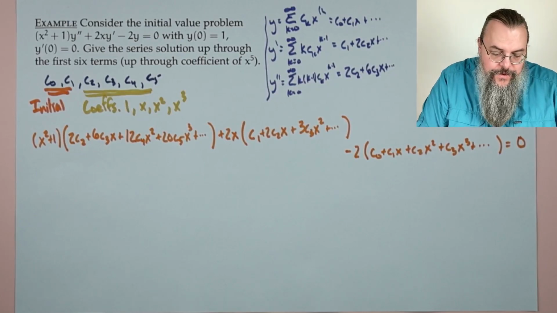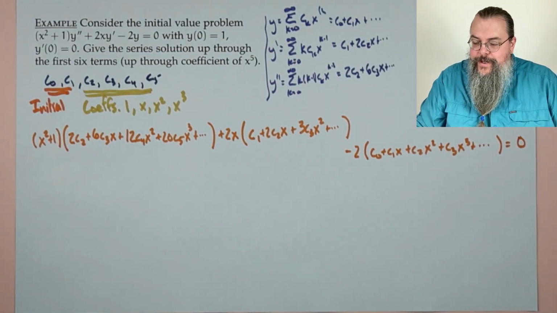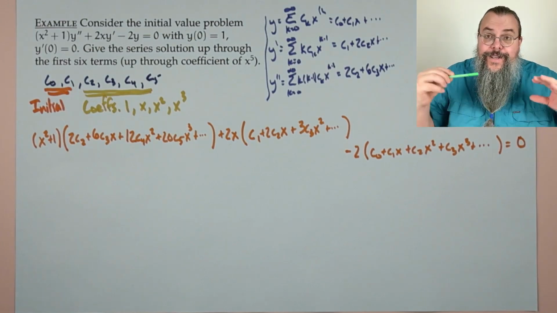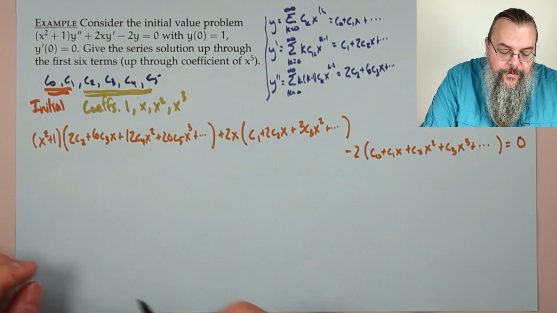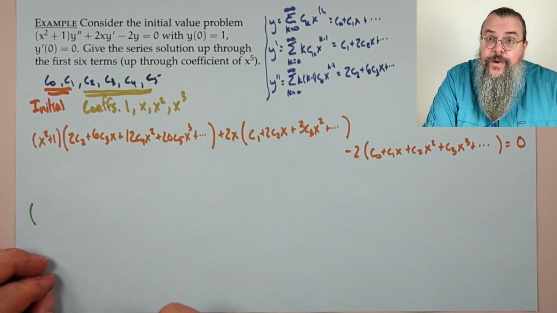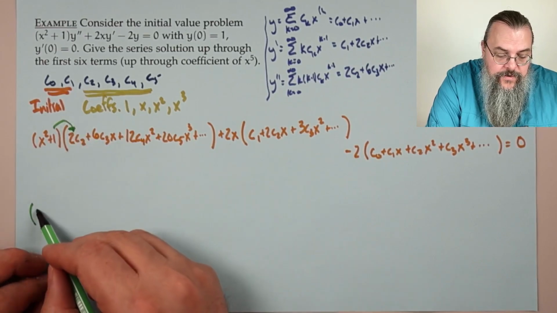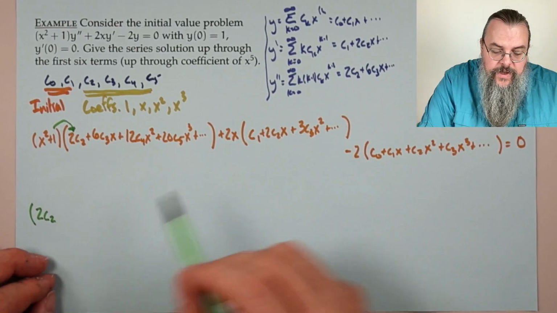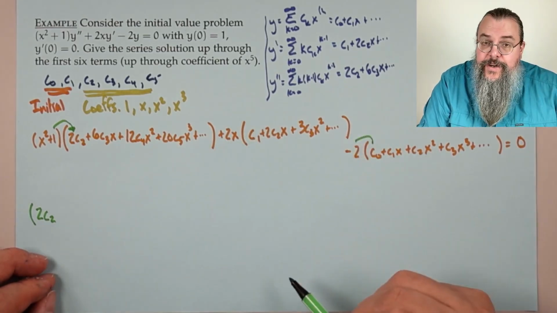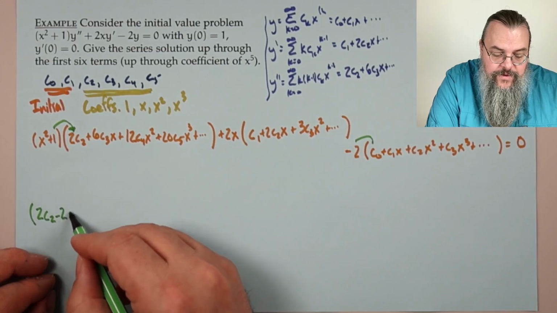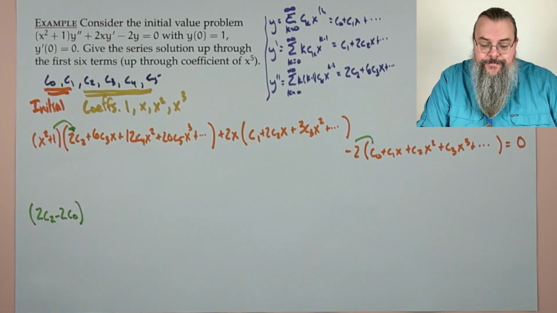Now, we're going to very carefully start gathering. When we look at this, what are our constant terms? Well, we have a constant term here, so that's 2c2. There won't be any constant term here. There will be a constant term here, minus 2c0, and that's our only constant term.